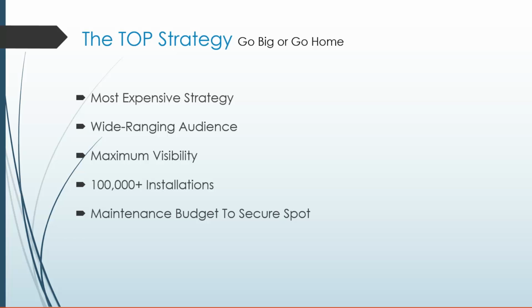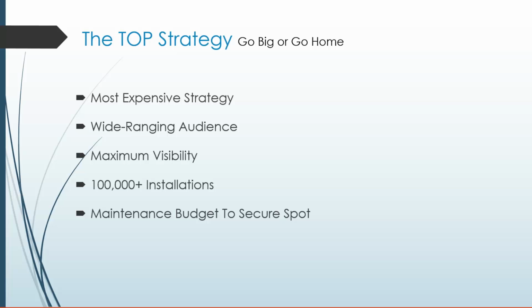So the first one we're going to talk about is the top strategy, which is the go big or go home strategy. This is by far the most expensive, and it's usually used for wide-ranging types of apps. Mostly things like entertainment, music, games, things that pretty much anyone can use or will use. One of the biggest goals for this type of strategy is to get to the top of the App Store or Google Play.